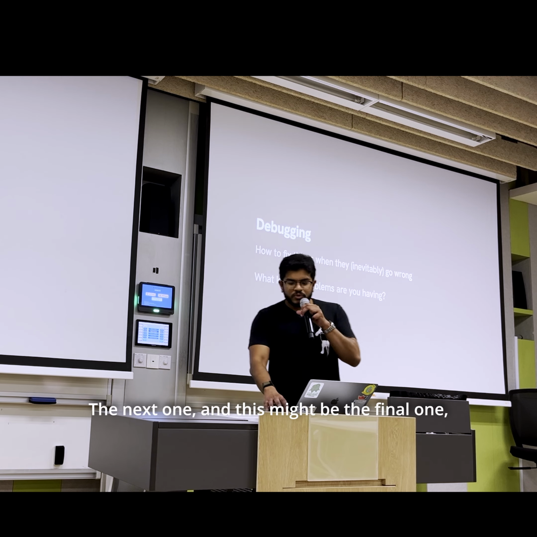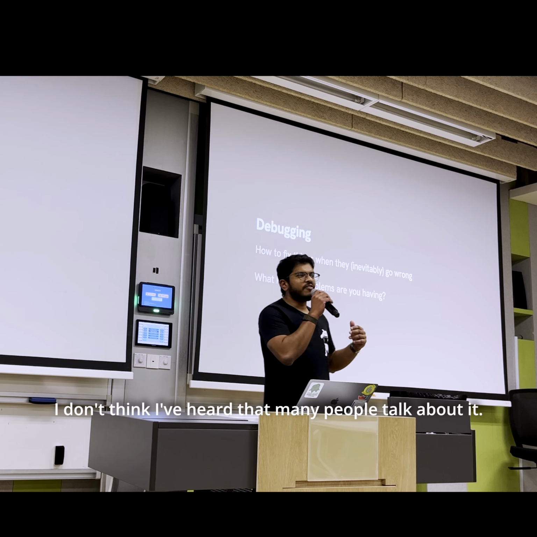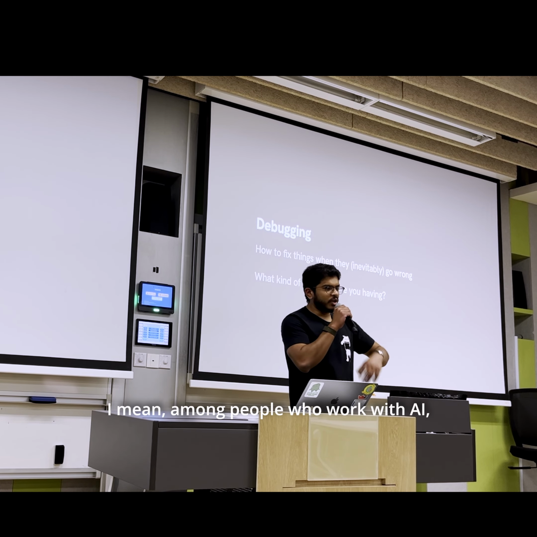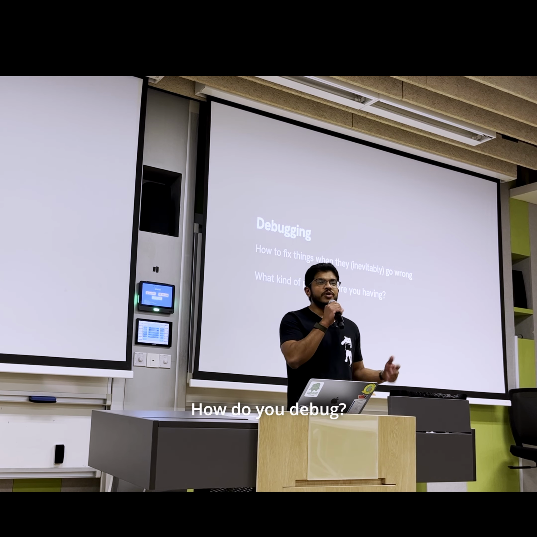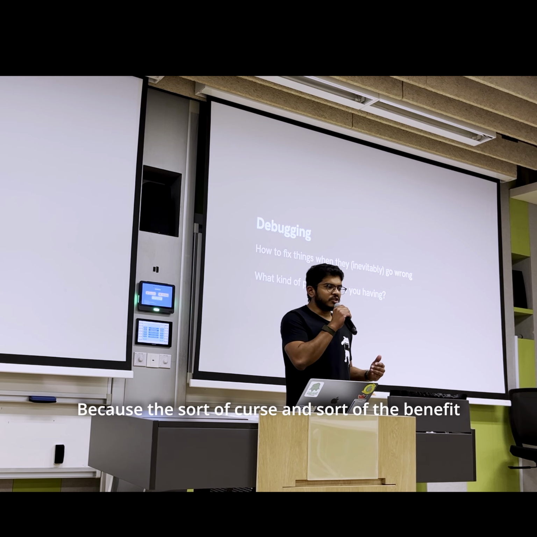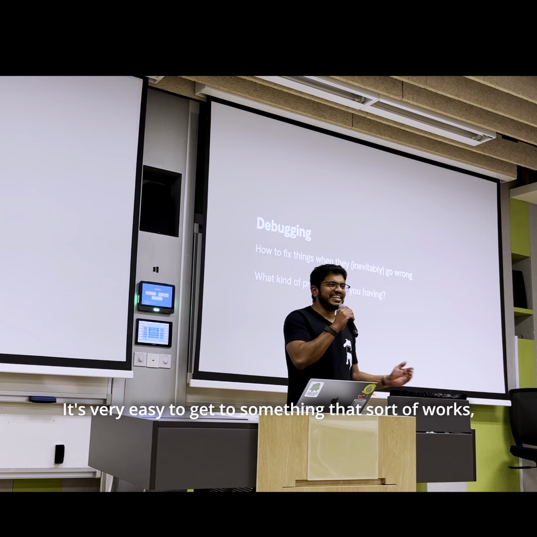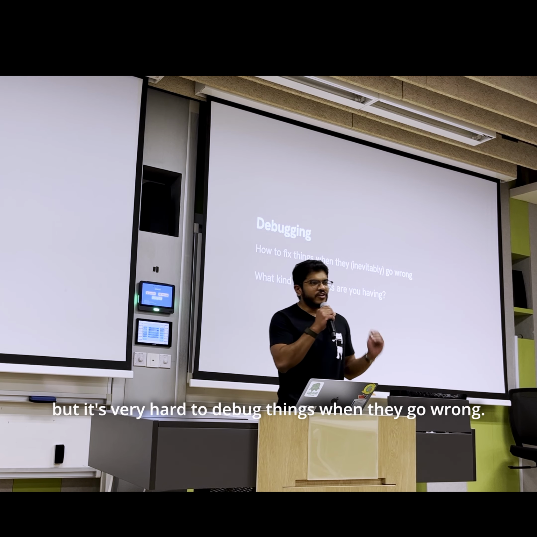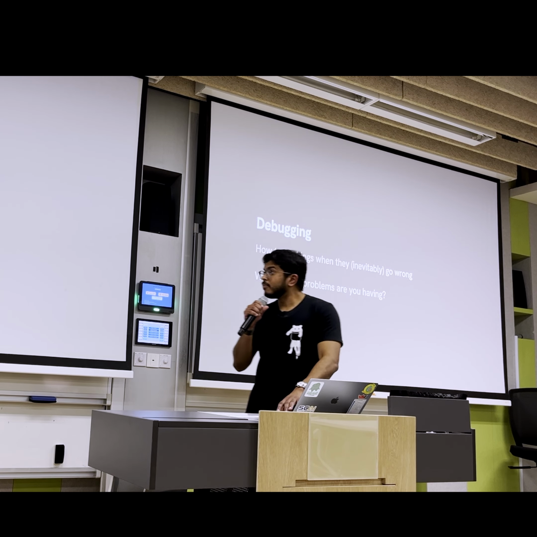Cool. The next one, and this might be the final one, is debugging, right? I don't think I've heard that many people talk about it. I mean, among people who work with AI, this is a massive conversation, right? How do you debug? Because the sort of curse and the benefit that we got with modern AI things is that it's very easy to build a demo. It's very easy to get to something that sort of works, but it's very hard to debug things when they go wrong, right? That's almost, again, a new paradigm.